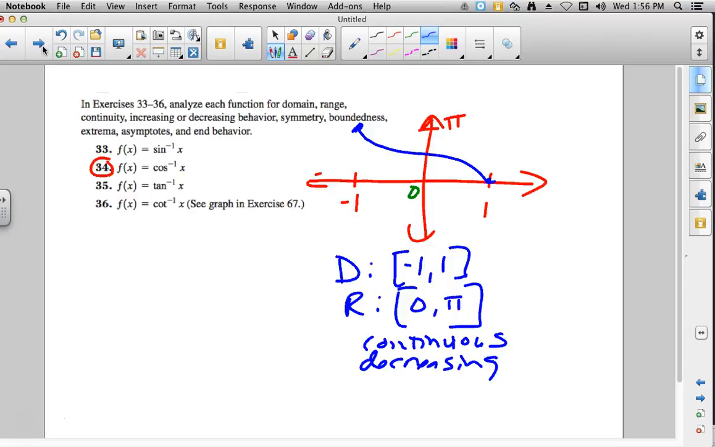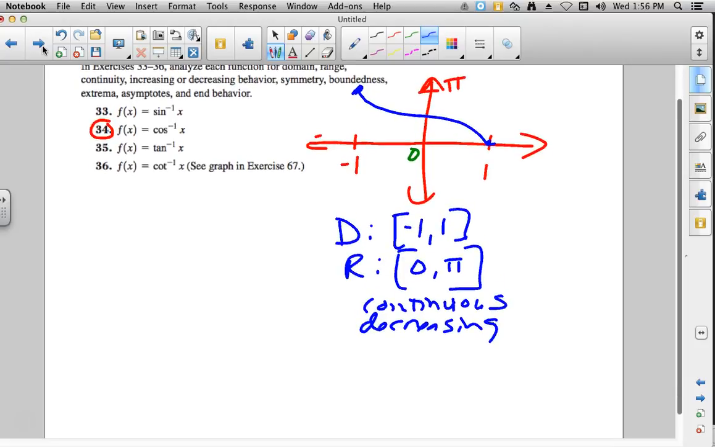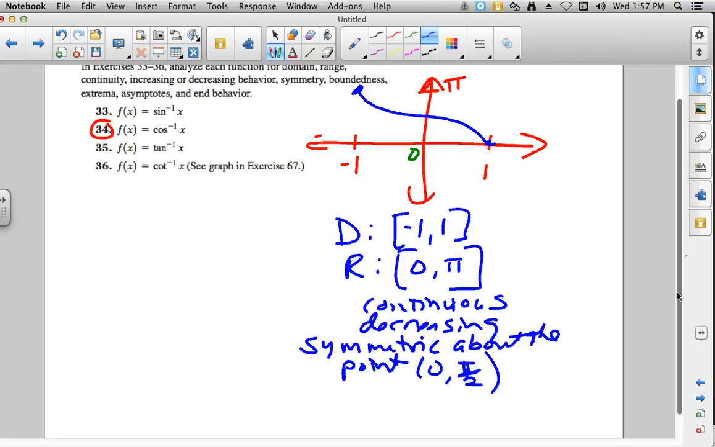Now, symmetry. Yes, it is symmetric. It's not even or odd, but it is symmetric about the point (0, pi/2). So it does have symmetry.